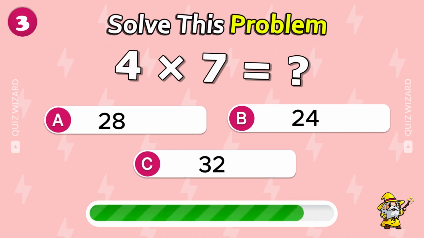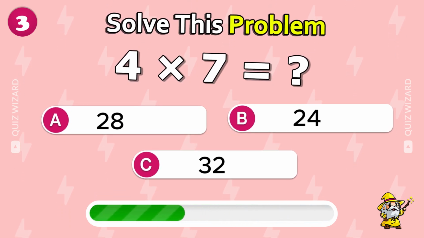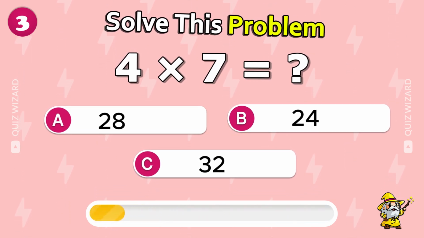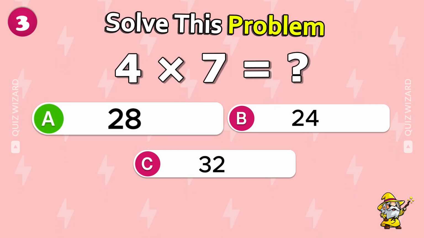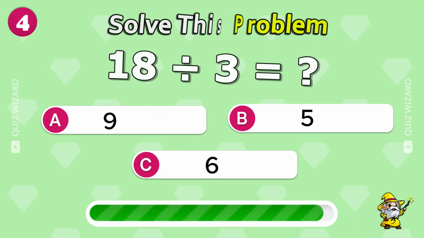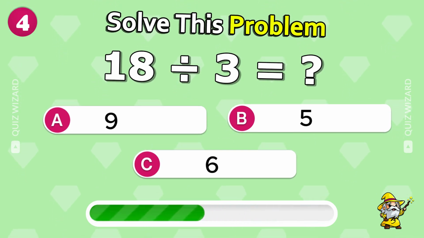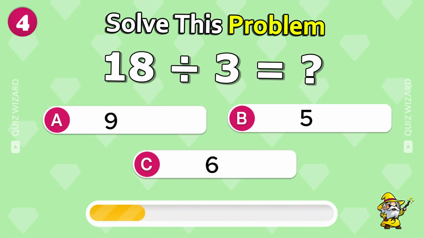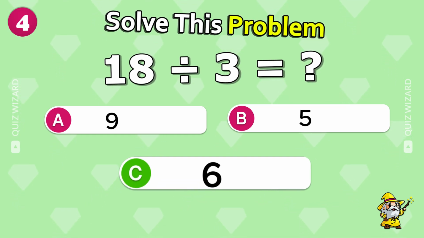Can you solve 4 times 7? 28, 24, 32. Answer is 28. What is 18 divided by 3? 9, 5, 6. Answer is 6.